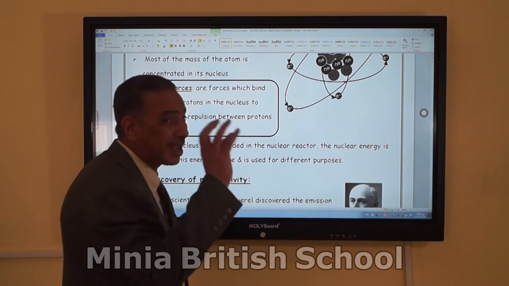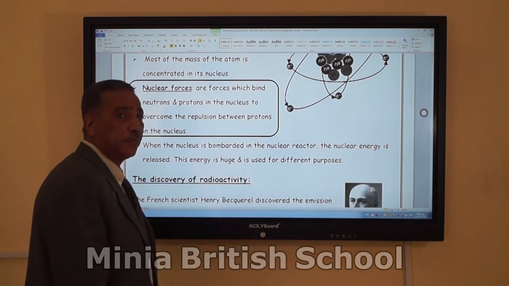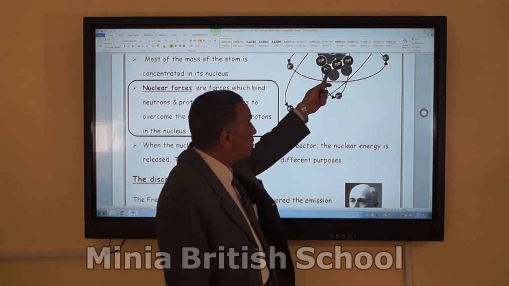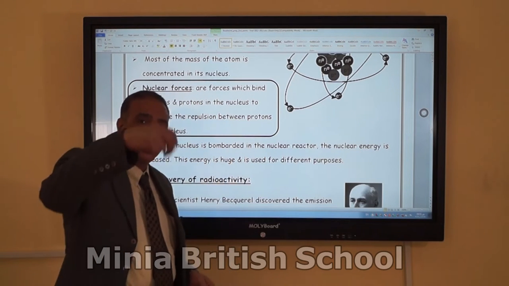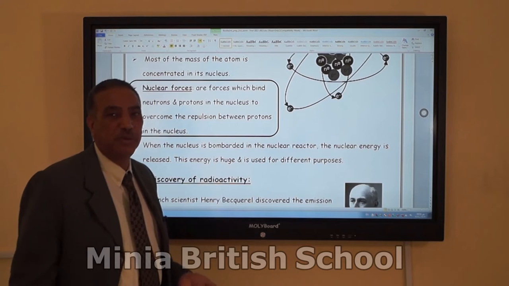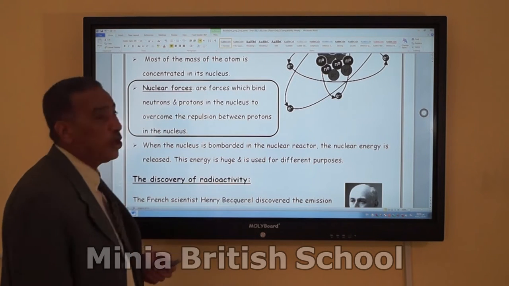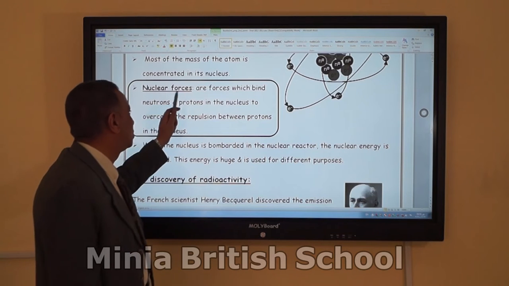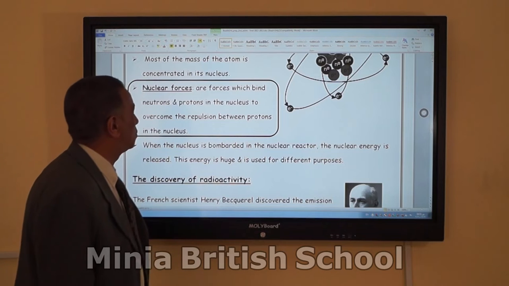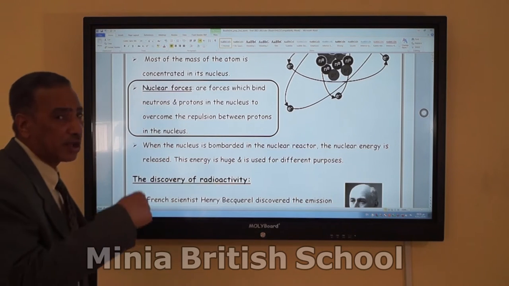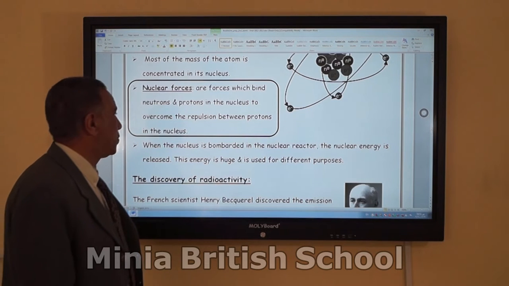This is why we can get nuclear force from the nucleus. Protons and neutrons need to bond together inside the nucleus for the atom to be stable, so there must be a kind of force called the nuclear force. This force binds neutrons and protons in the nucleus, overcoming the repulsion force between the protons.